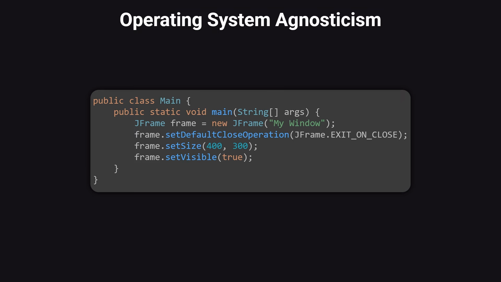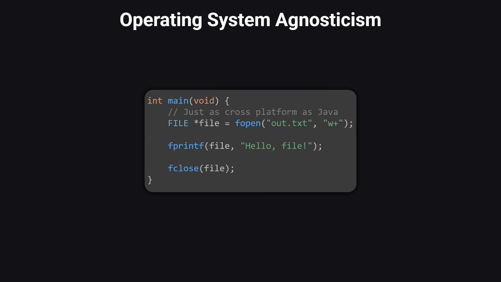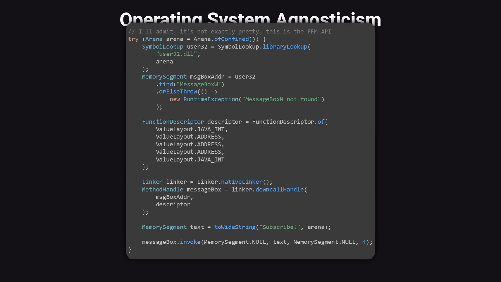Even though windowing and graphics may be flashier, reading and writing files is the exact same process of abstracting over the more fundamental operating system APIs. Furthermore, there's no reason you couldn't call out to an OS API from Java. Using the Java native interface or the newer foreign function in memory API, it's trivial to call out to functions defined in C, like an OS API.